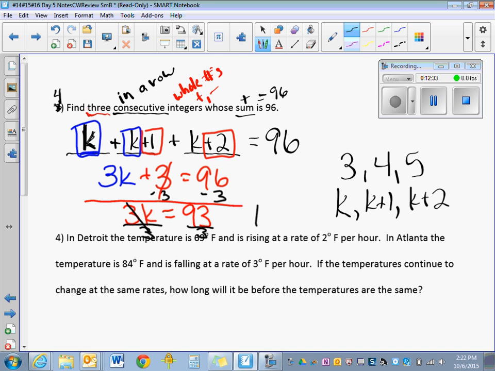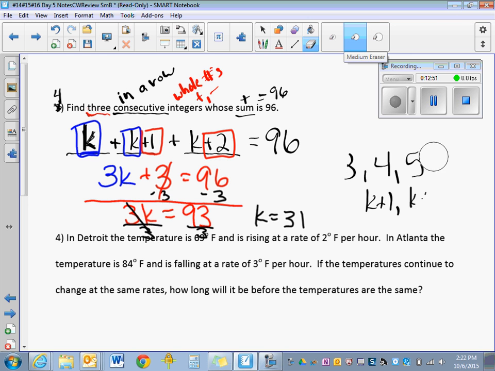Well, 1k is just k. What's 93 divided by 3? 31. Are we done? No. Who knows why we're not done? Yes, because they said find 3 consecutive integers. We've only found the first one.